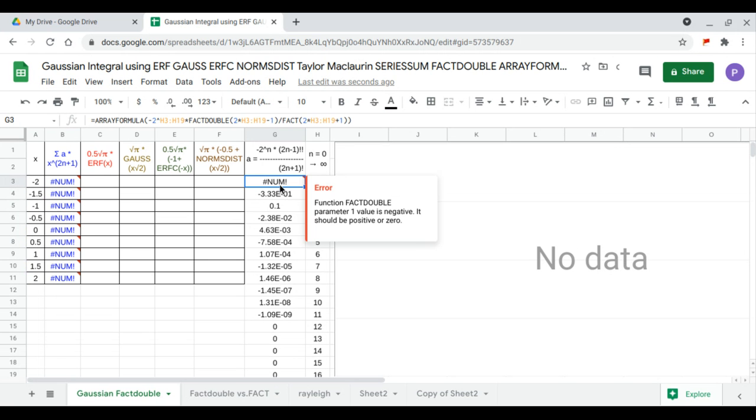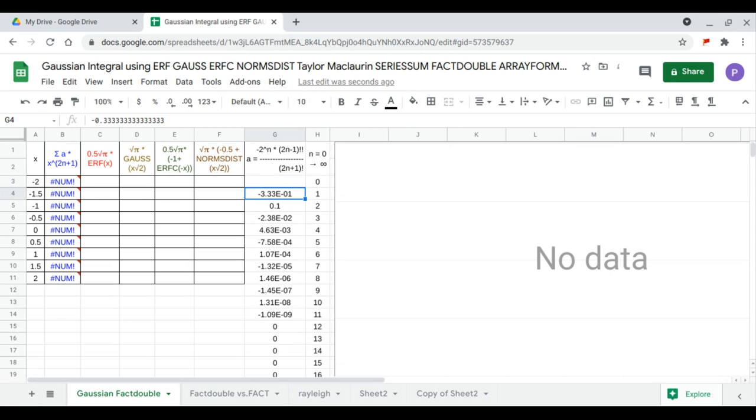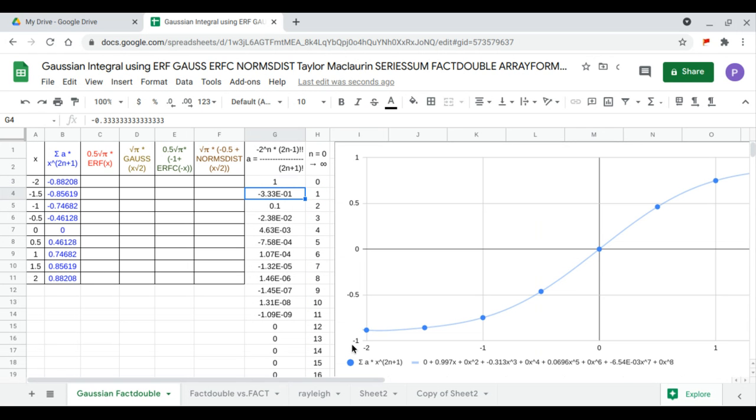Now we'll correct this error. This should be 1. So we use the if statement: if n equals 0, then 1. Now we've corrected. And here you have the trend line and the trend line polynomial to the 8th degree.